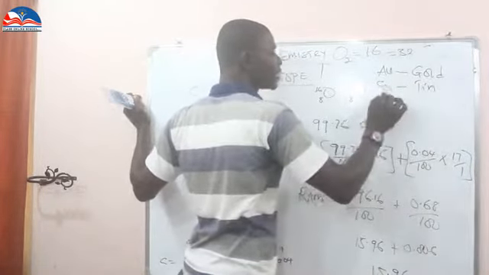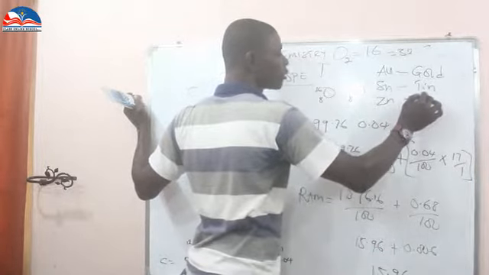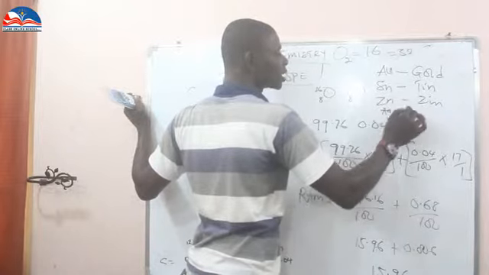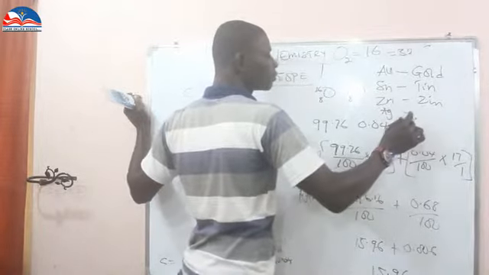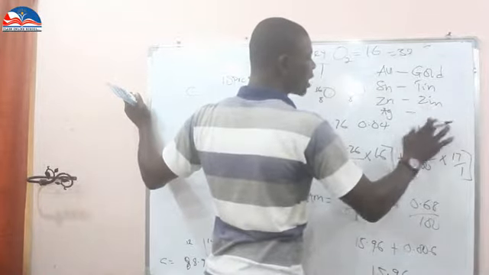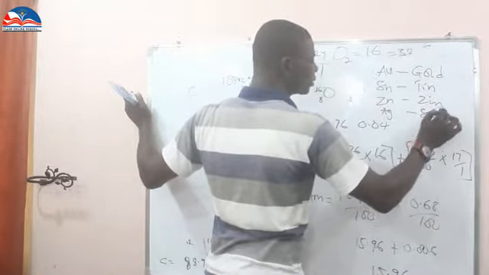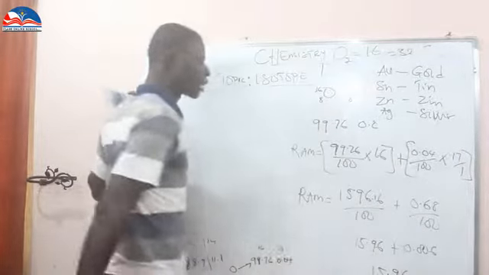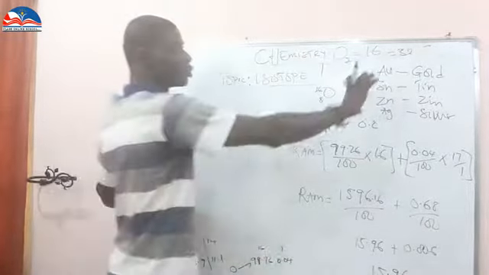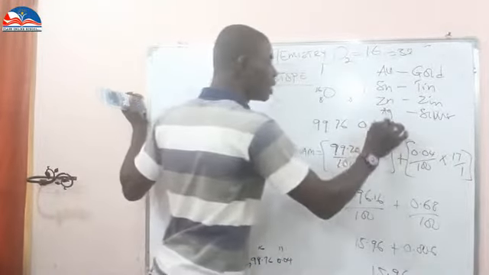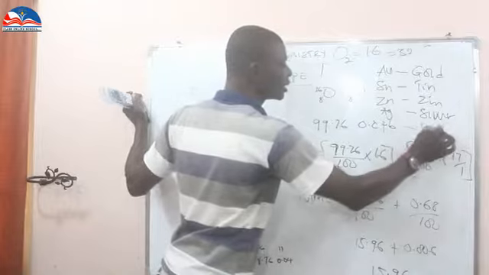Then you have Zn, which is the symbol of zinc. You have Ag, which is the symbol of... sorry, silver, the symbol of silver. And so on and so forth, and many of them. But this is the most critical one that if you see, you will be confused. Okay, you will also have Pb, which is lead.